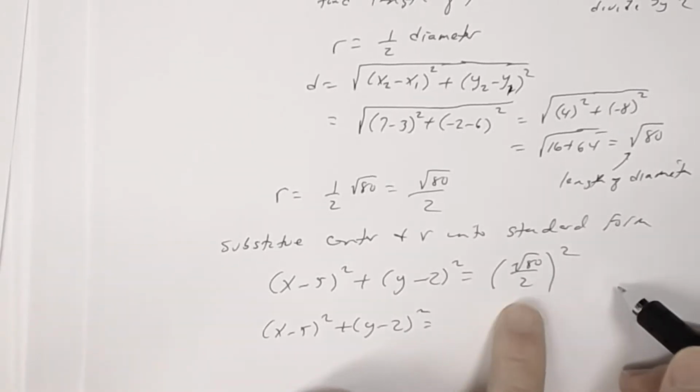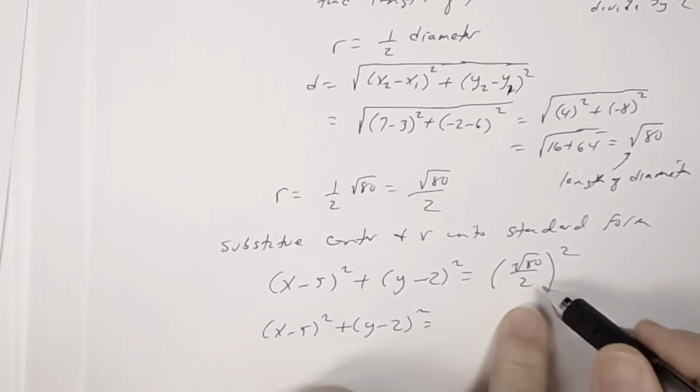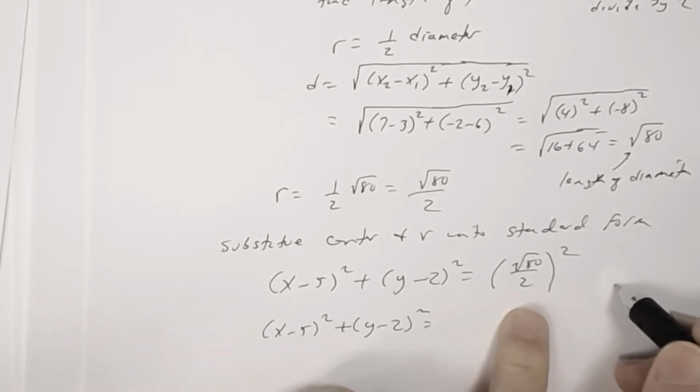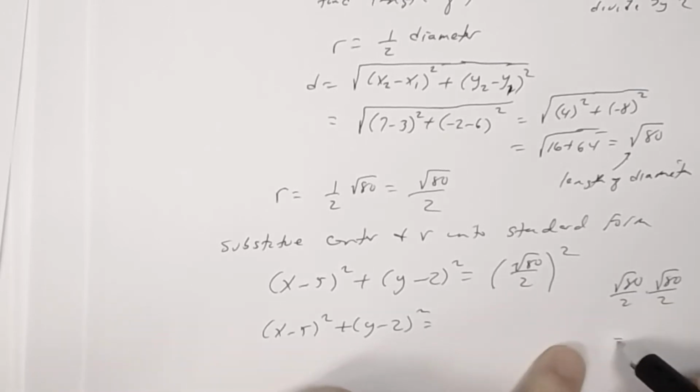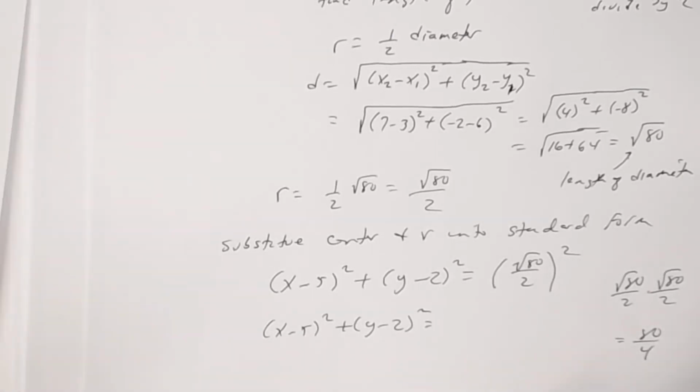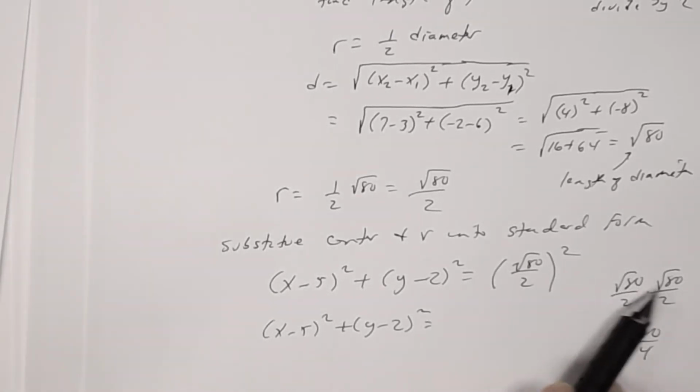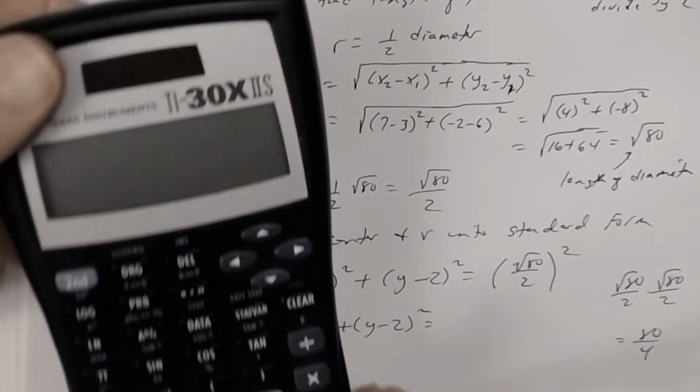now let's talk about this right here. Y'all agreed that the square root of 80 divided by 2, squared, means the square root of 80 divided by 2 times the square root of 80 divided by 2, right? Now we all know that the square root of 80 times the square root of 80 is 80. And then 2 times 2 is 4.